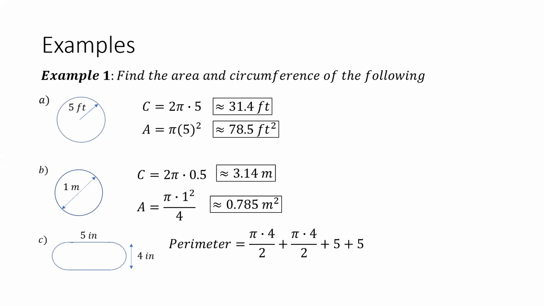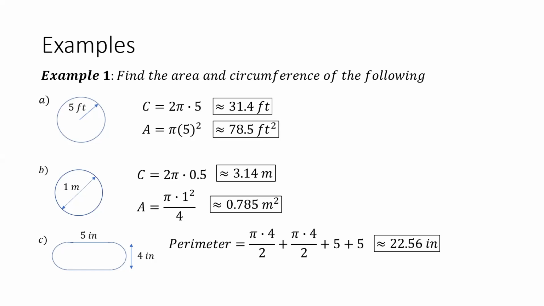So I'm going to find the circumference of one of my semicircles, or half circles. I'm going to do pi times my diameter, because I'm given my diameter of 4. And then I'm going to divide it by 2 because it's a half circle. And now I have another half circle on the other side. So I'm going to do pi times the diameter of that, which is also 4. And then I'm going to divide it by 2.